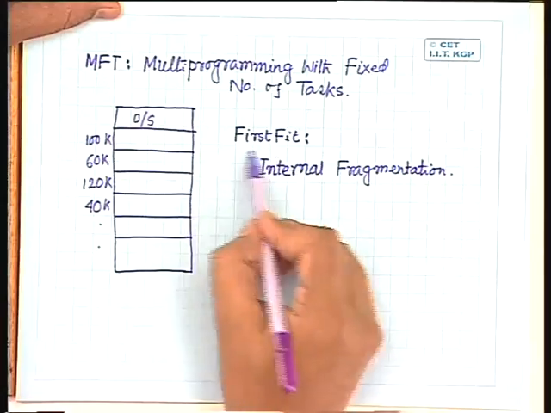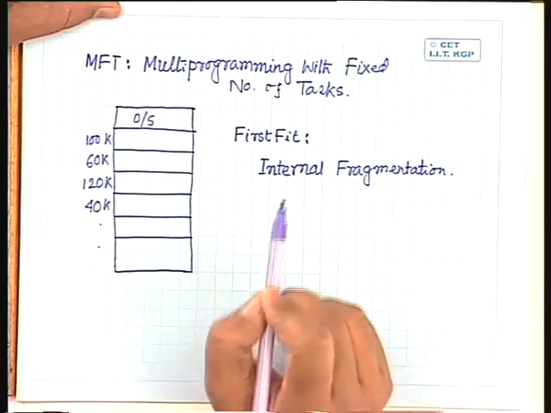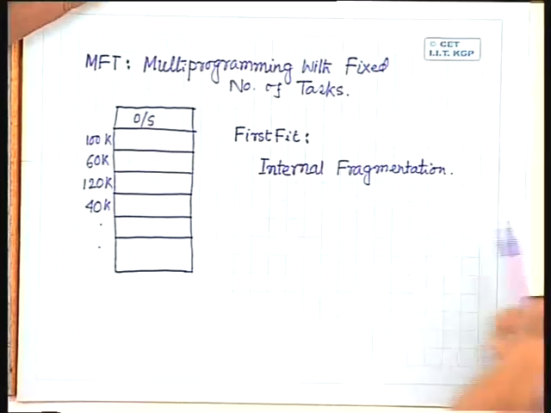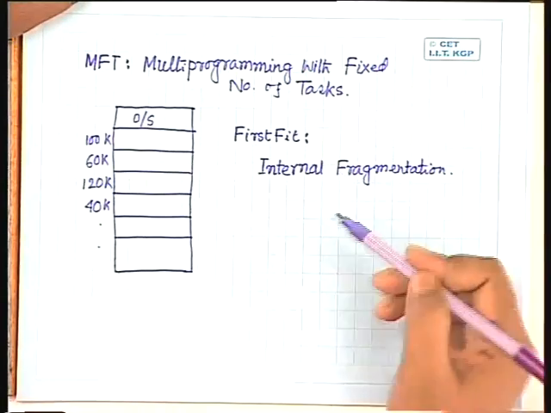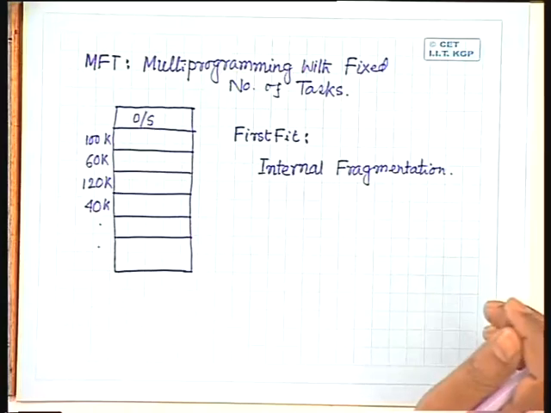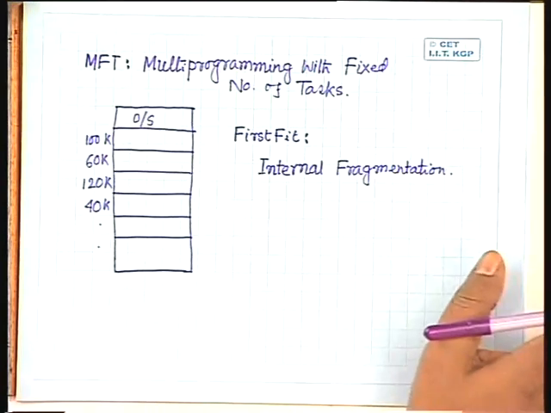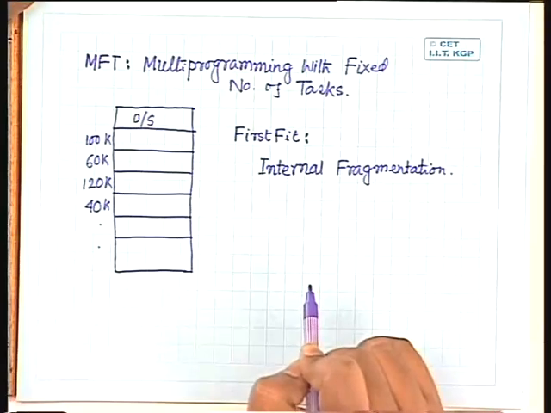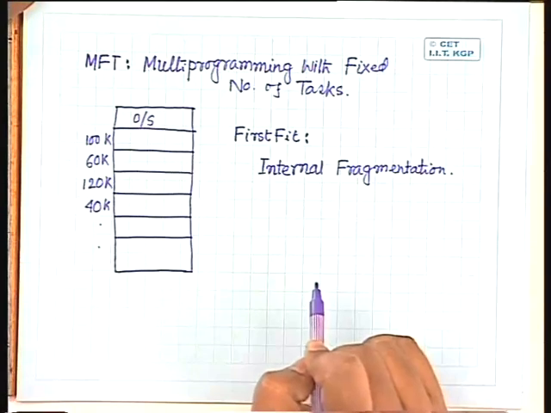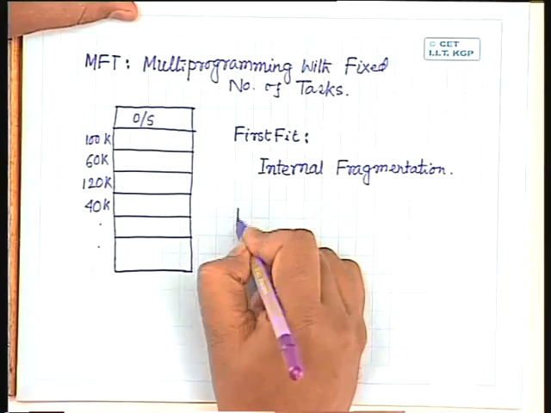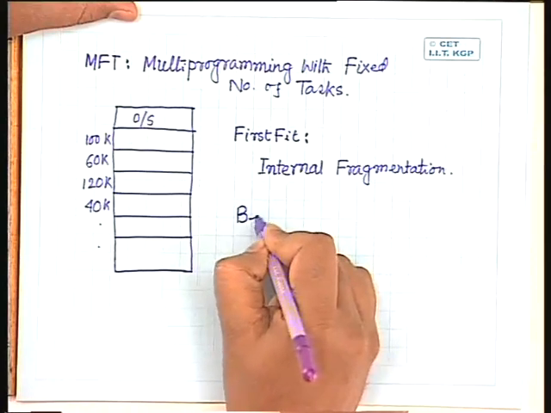So though the first fit algorithm is very simple, because I just scan the table entries from the beginning, and whenever I find a free partition of sufficient size, I allocate that partition to that job. So the allocation strategy is very simple. But the problem is it can lead to more internal fragmentation. The improvement over this allocation strategy is what is known as the best fit strategy.